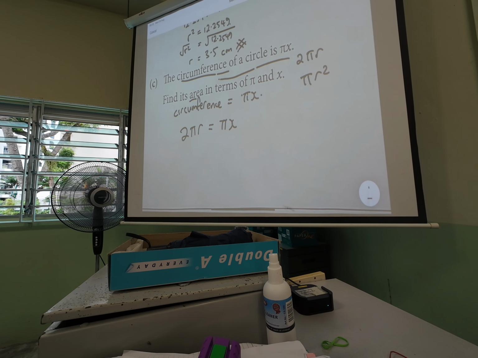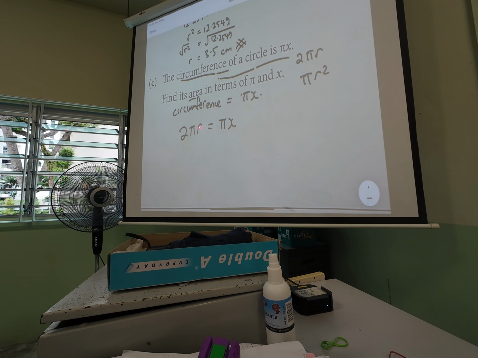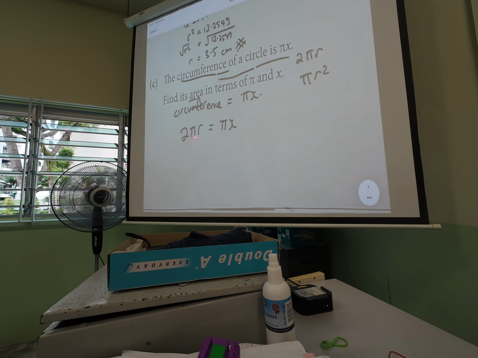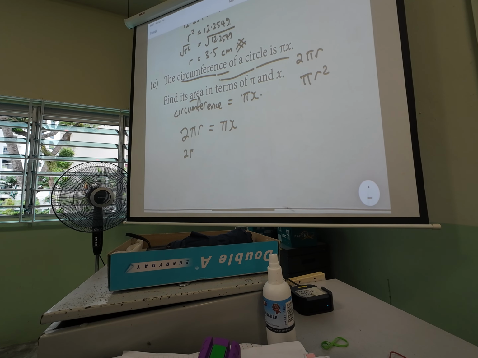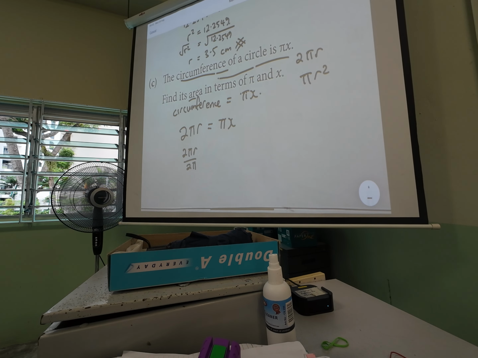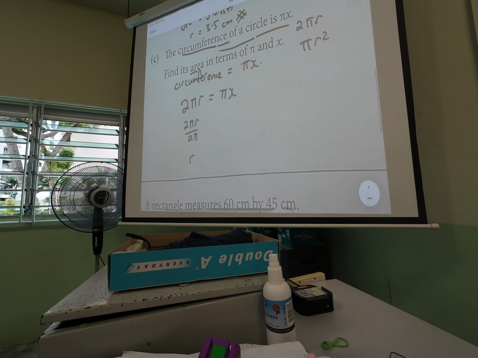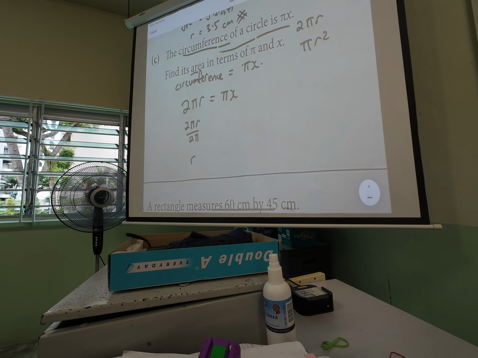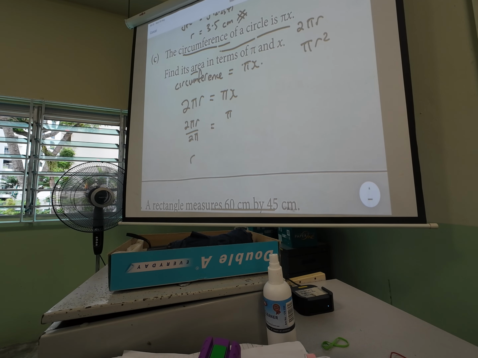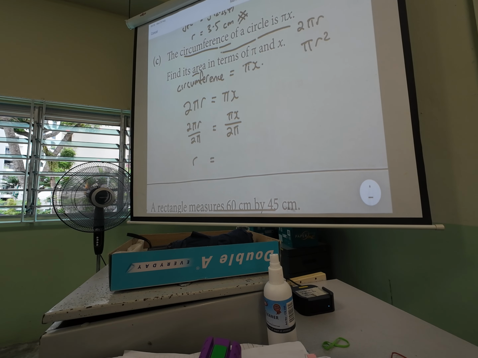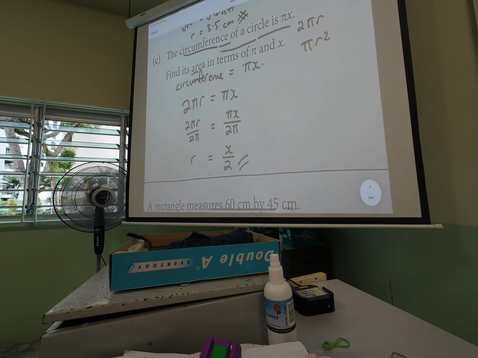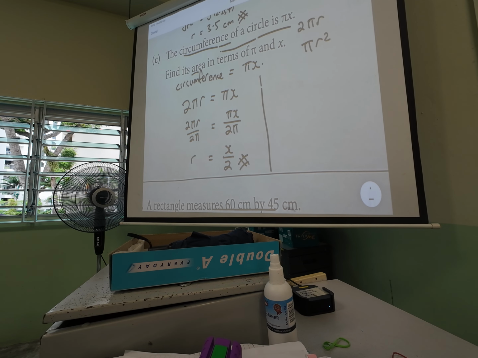So what is r? To find r, I need to divide 2 pi r by 2 pi, so that the 2 pi cancels 2 pi and I'm left with r. On the left, I want to divide 2 pi r by 2 pi so that it will become r. And because I want the left to go like that, I must do the same thing on the right. I must also divide by 2 pi. Then pi and pi cancel. R is actually x over 2.